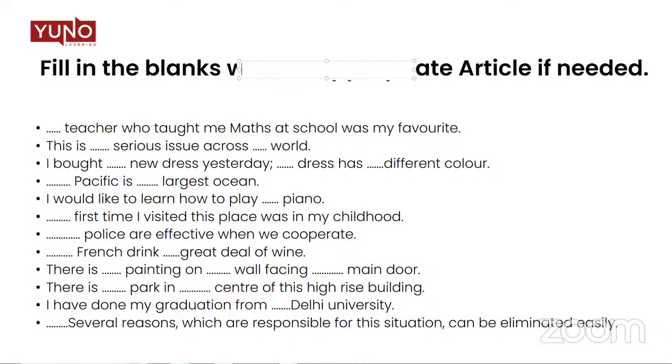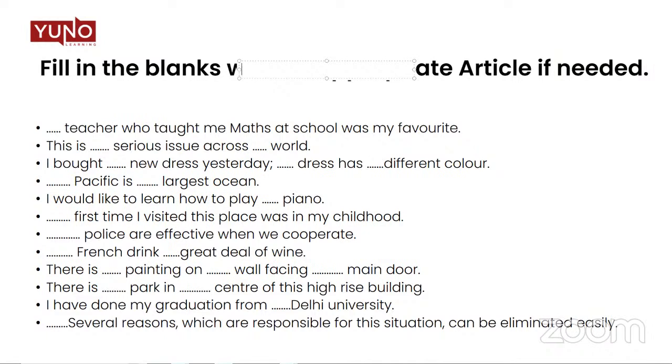I think, I have done my graduation from a Delhi University. Definitely it cannot be "an." So tell me: I have done my graduation from the Delhi University, or I have done my graduation from a Delhi University. I live in the Delhi. I live in a Delhi. Tell me what do you think is right?